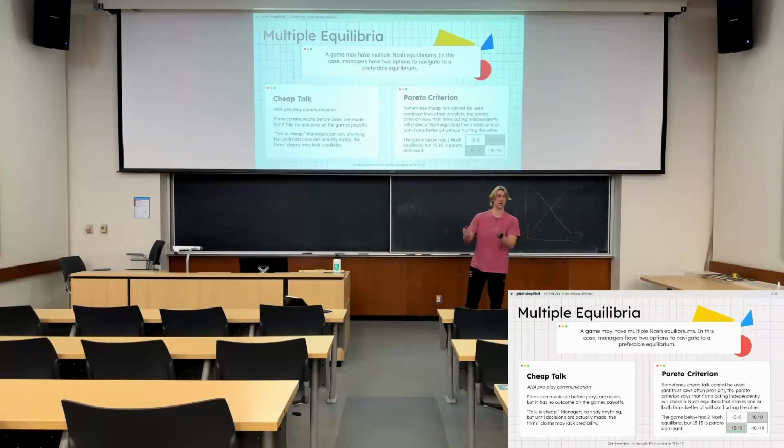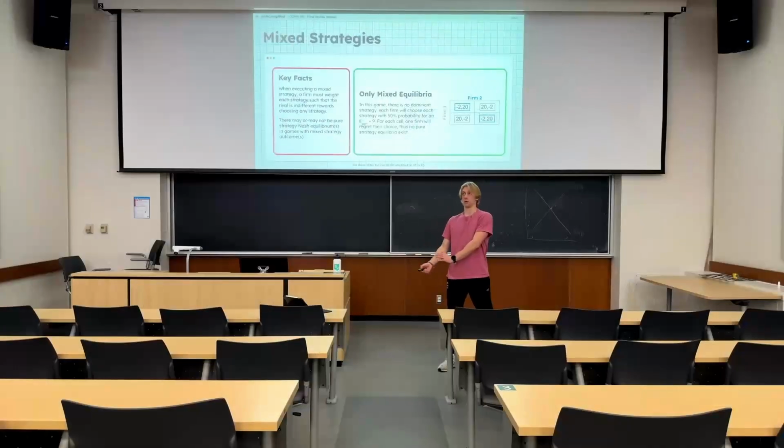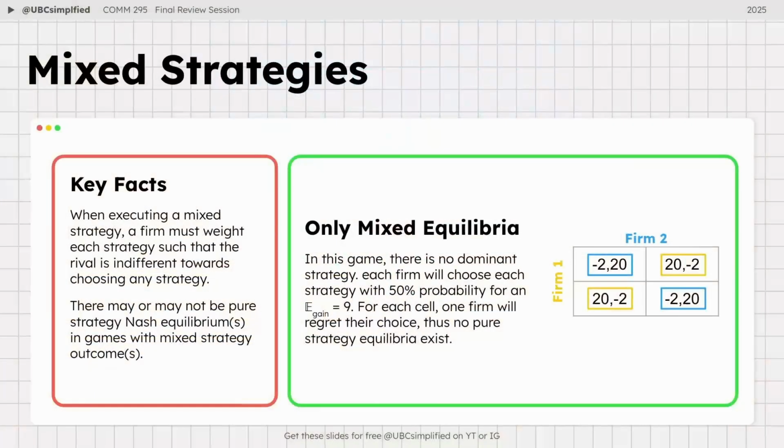And then the Pareto criterion is basically where they have multiple equilibria, but one of them gives both firms a better payoff than the other one. Due to the Pareto criterion, both firms will select that one because it's better off for both of them. And then that's what happens. So that's the Pareto criterion.